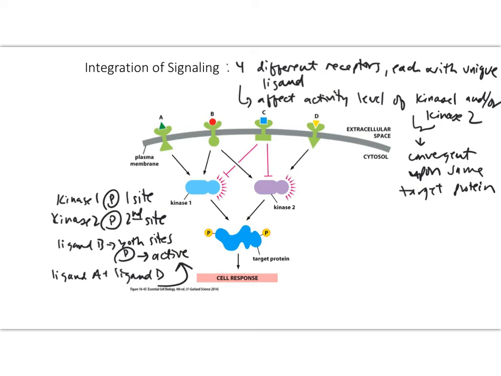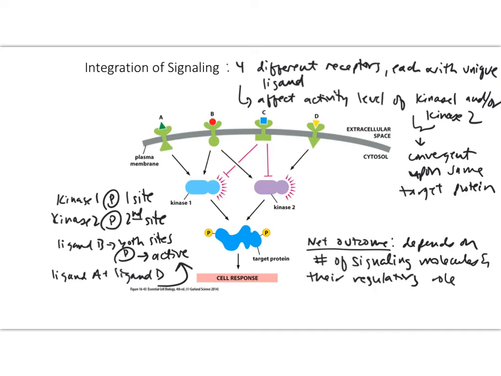And so the goal of this is to be able to interpret or talk through these series of activations and repressions, and so take a similar figure and interpret what it would take to activate a target protein. And you'd have to have this information about the phosphorylation sites and which kinase would be performing that. And so to sum this up, the idea of this integration of signaling is that the net outcome of the cell response depends on the number of signaling molecules and their regulatory role or roles.